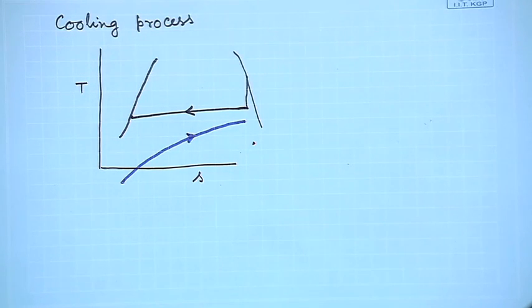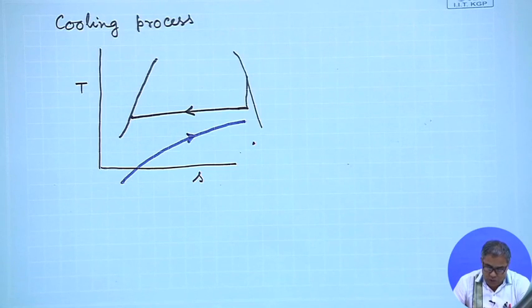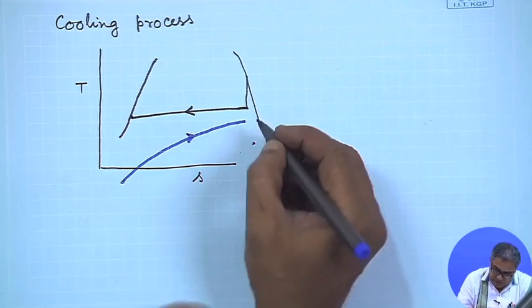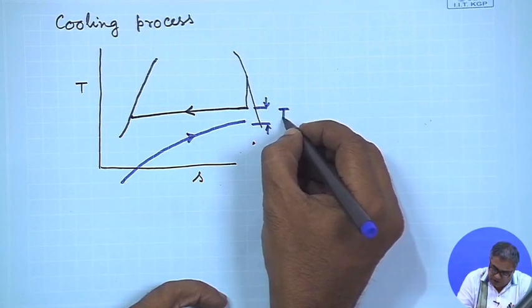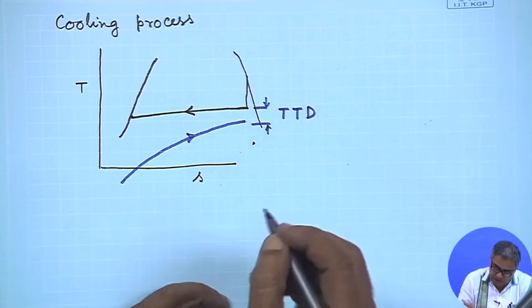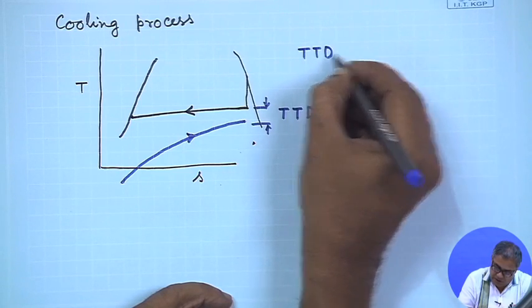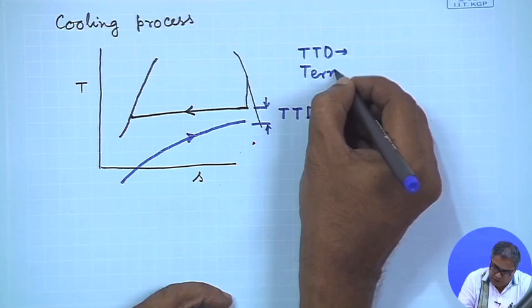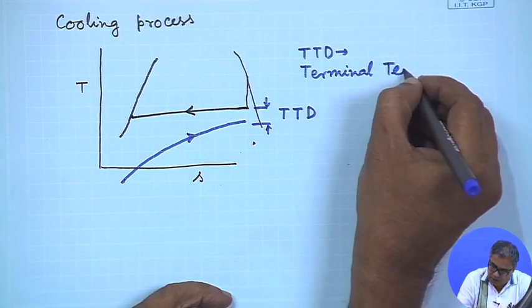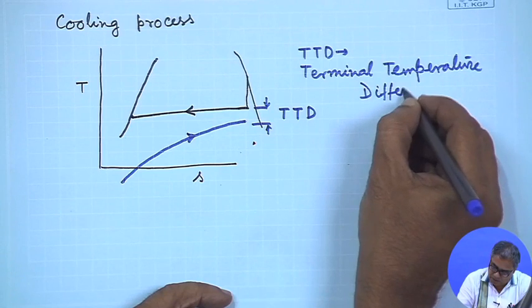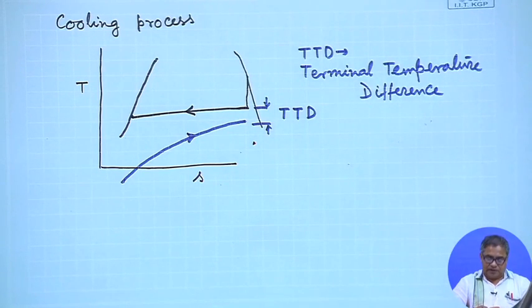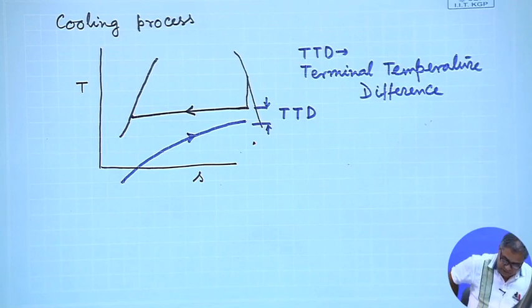So, here also the same principle applies, that if we can bring these two curves close together, then we will have a lesser amount of irreversibility. And here you see this point becomes the determining factor, and for a heat exchanger this is called TTD. TTD is terminal temperature difference. So, for a heat exchanger there is a terminal temperature difference.